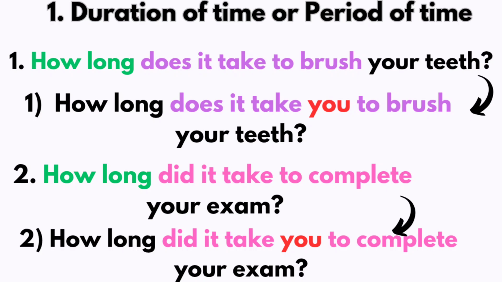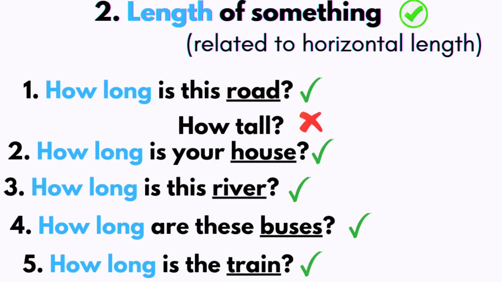We'll see the second use case, length of something. Second use case, how long means length of something, and it is related to horizontal length. Not vertical. We'll discuss examples. How long is this road? The possible answer is 10 kilometers long, 15 kilometers, or 100 kilometers long. So that is the possible answer.